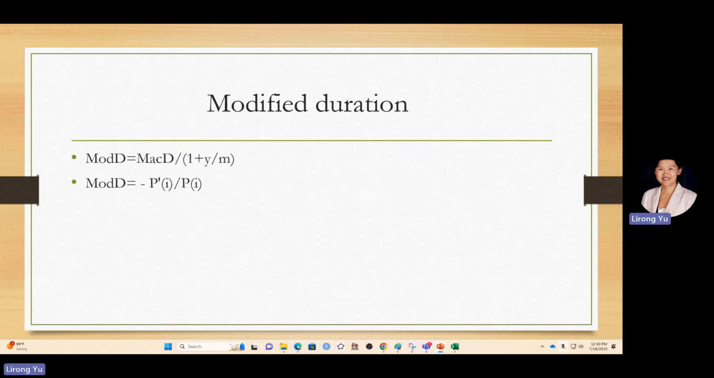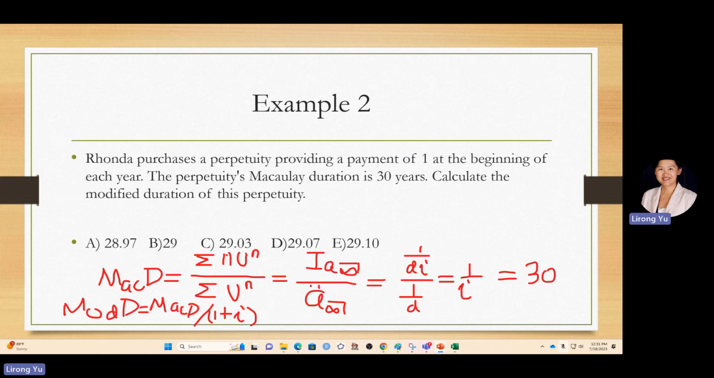All right, so basically modified duration equals Macaulay duration divided by 1 plus i, being the effective interest rate for each cash flow, and modified duration also equals negative P prime(i) divided by P(i). That is the same definition as in the book. So one definition uses the derivative, one definition uses Macaulay durations. Macaulay durations can be calculated with or without the derivative function. Here we have a little example.